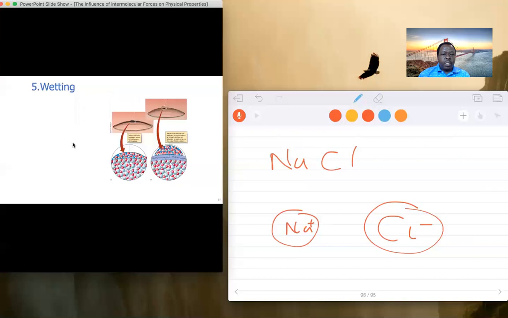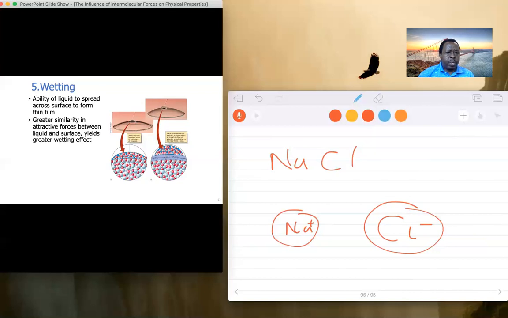The wetting also has to do with the intermolecular forces. If I look at these states, the water spreads out faster compared to ethylene glycol. If they have the same intermolecular forces, they tend to spread fast. For example, oil will not spread out on a piece of glass because of the type of intermolecular forces. Greater similarity of attraction forces the liquid to spread, all right?